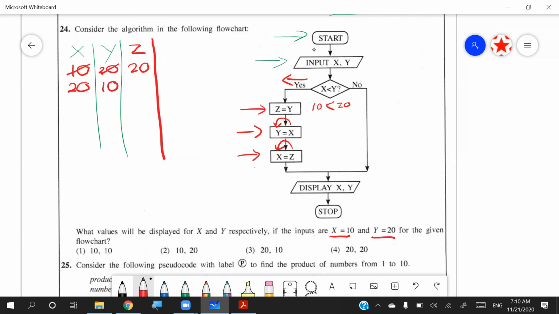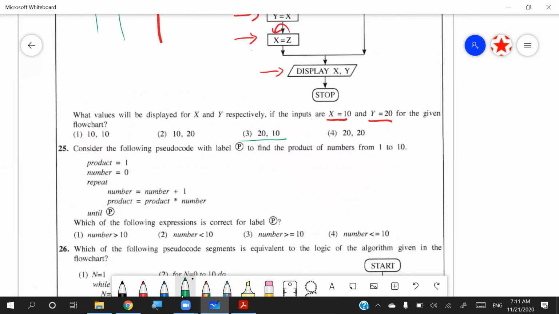Then they are saying display X and Y. So we are having a selection over here, no iteration. So it just flows along the relevant path. So X and Y will be displayed. X is 20, Y is 10. So in that manner, we are going to go with the third answer.